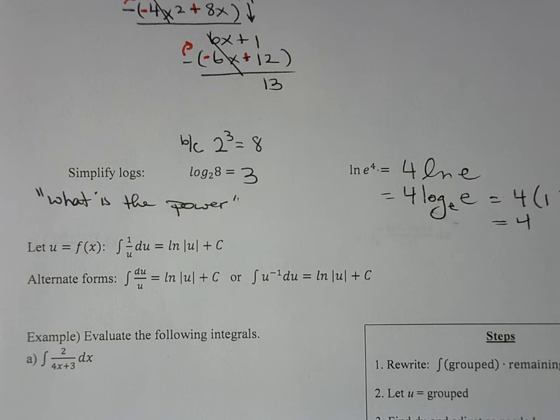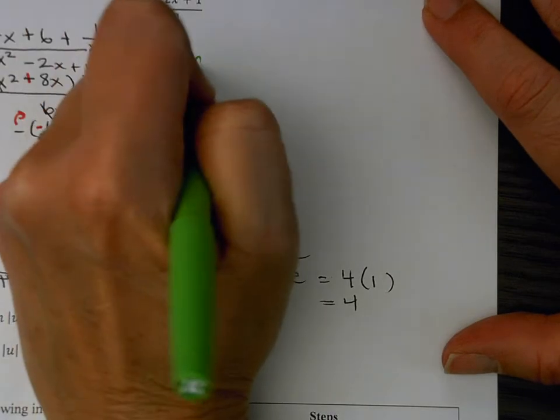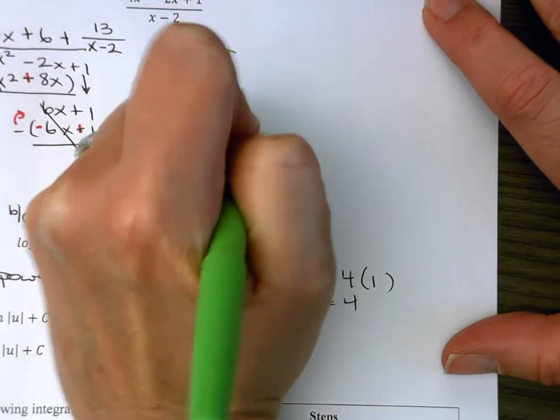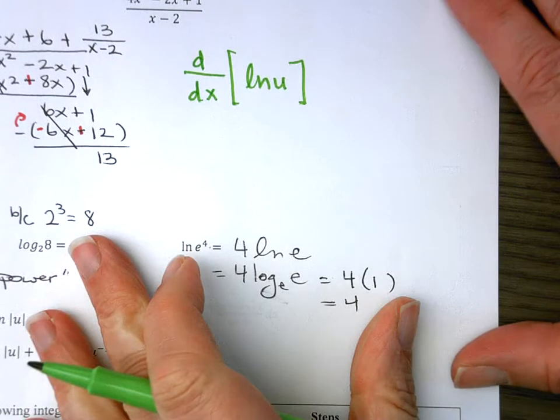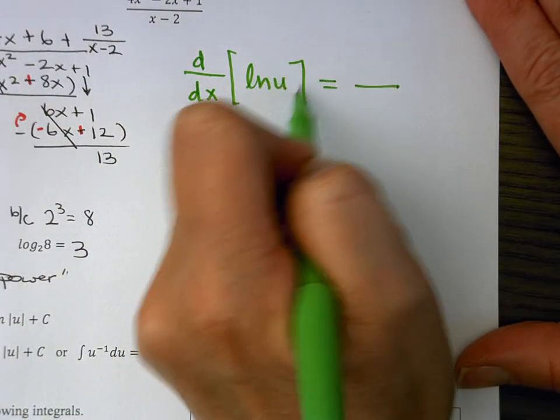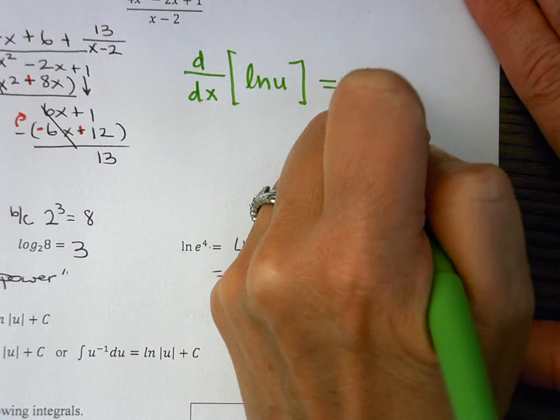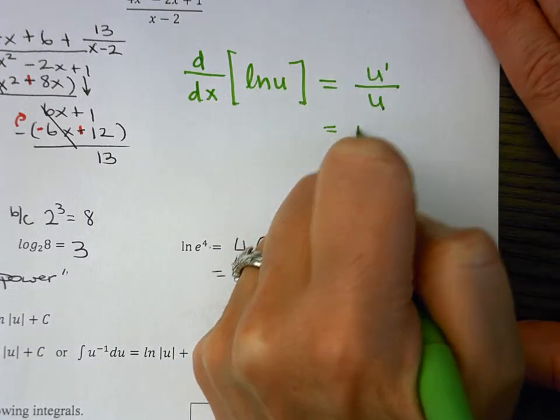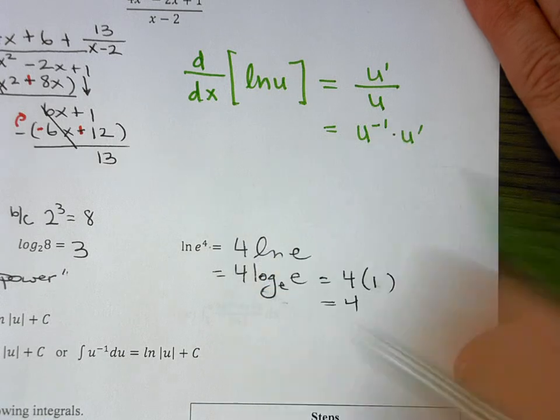And so now let's go ahead and talk about the reverse rules for derivatives, the inverse of finding the derivative of a natural log. Let's just review that real quick. If I were to take the derivative of the natural log of u, I would get a fraction, and then the chain rule, so this would be u in the denominator and its derivative on top. That would be the same as u to the negative 1 times u prime.